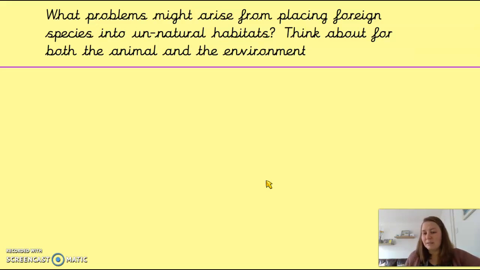For the environment, it might be just like we were reading a minute ago about the reindeers. The environment might suffer because suddenly plants or animals that were living there are now food for the new animals that have been reintroduced. So it won't necessarily always work, and it can cause knock-on problems because at the end of the day, it is unnatural.